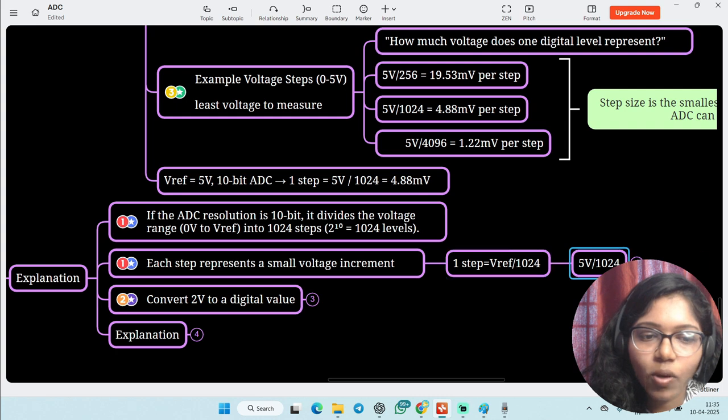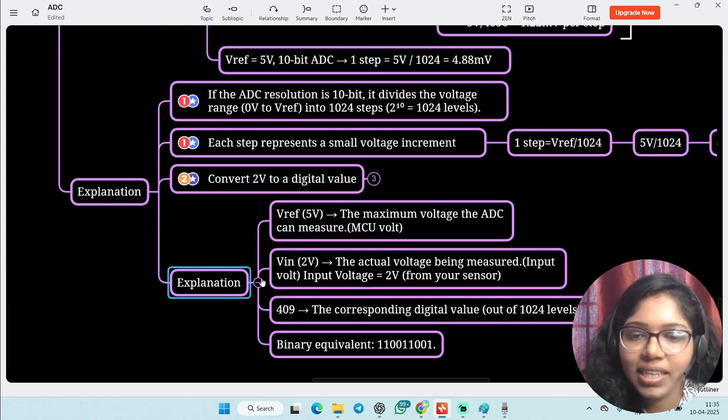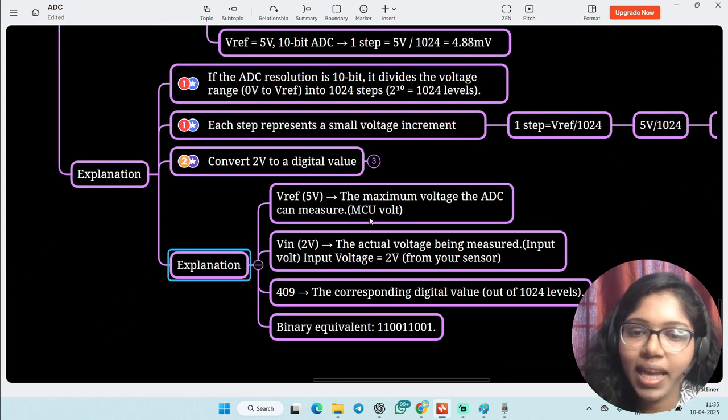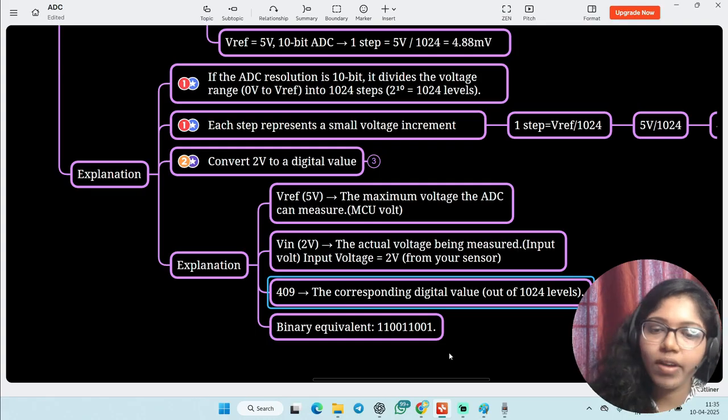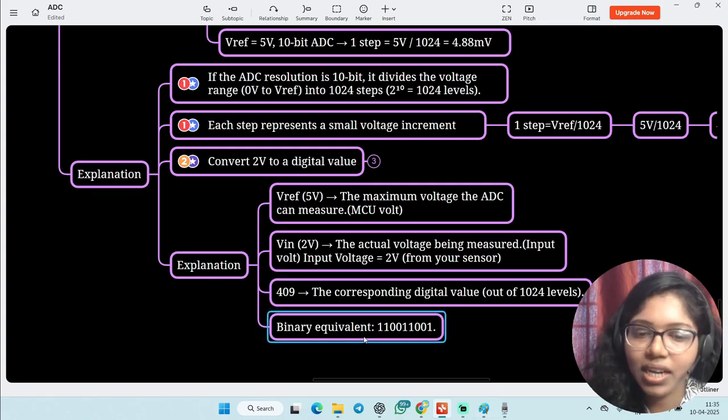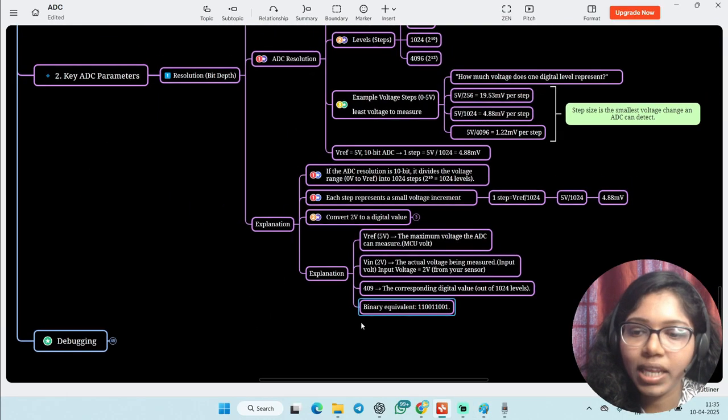So this is what I've already explained to you. And here is an example: if you are getting the value 409, you just convert the value into the actual binary value.